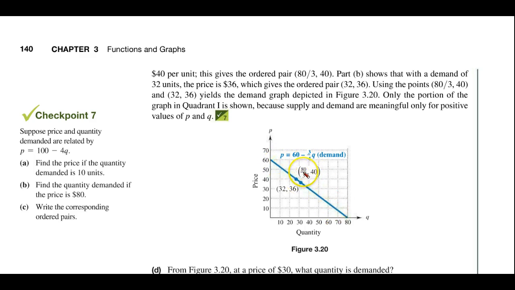And notice the 2 points. When it's 40, we get this value, and then when it's 36, we get this value. So those points, of course, are on the line.